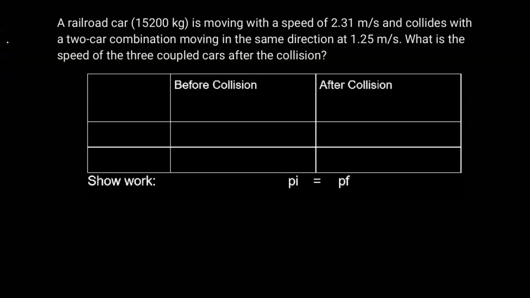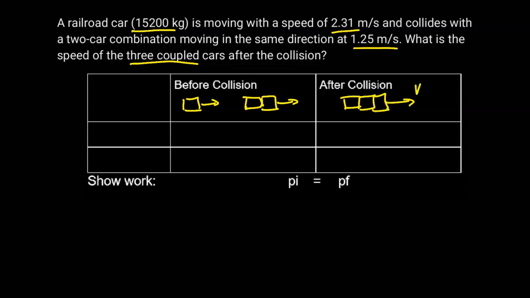A railroad car, 15,200 kilograms, moving with a speed of 2.31 meters per second, collides with a two-car combination moving in the same direction at 1.25 meters per second. What is the speed of the three coupled cars after the collision? So we've got a one-car system that's moving, and a two-car system that's moving, and then they're going to collide, and all three of them are moving together. What is that final velocity?